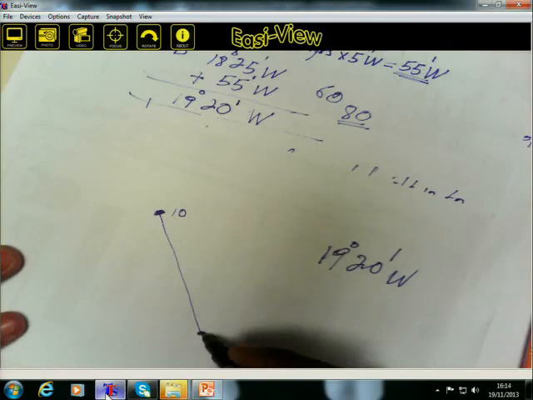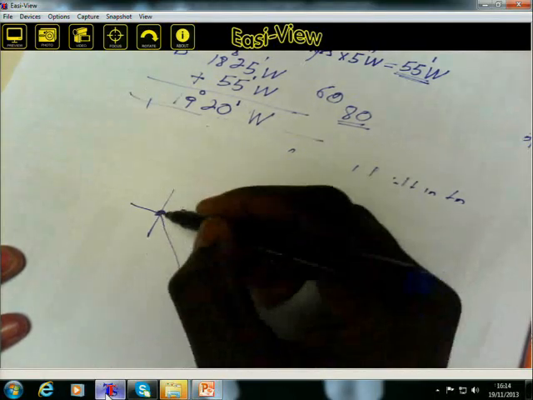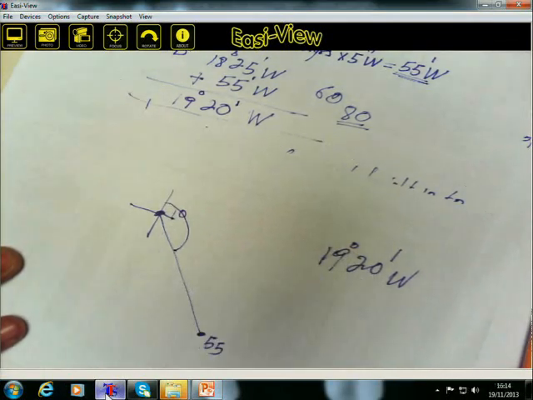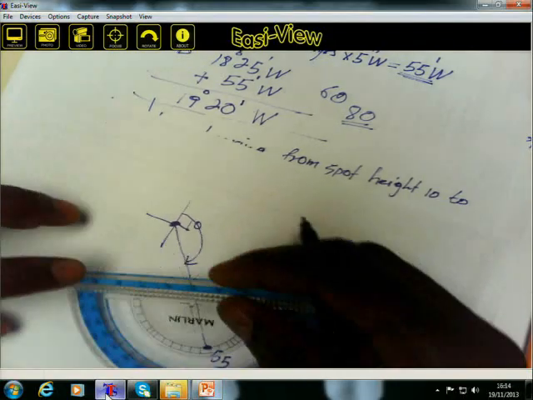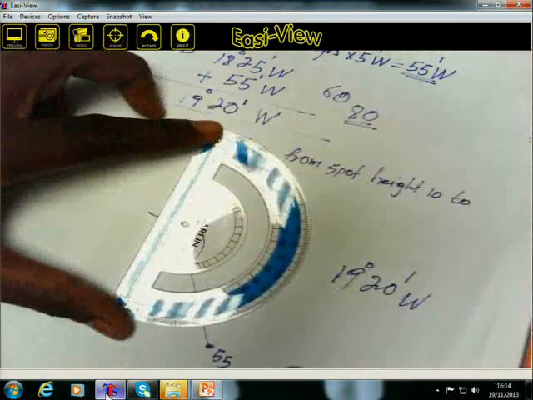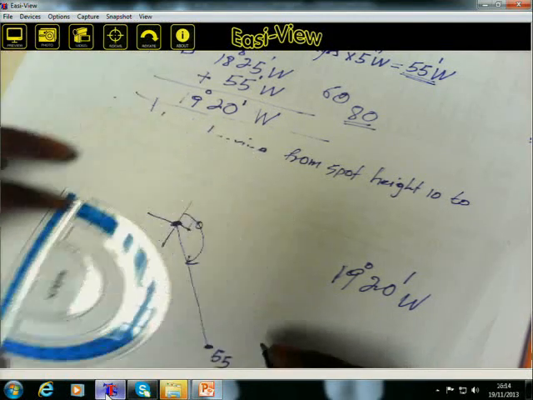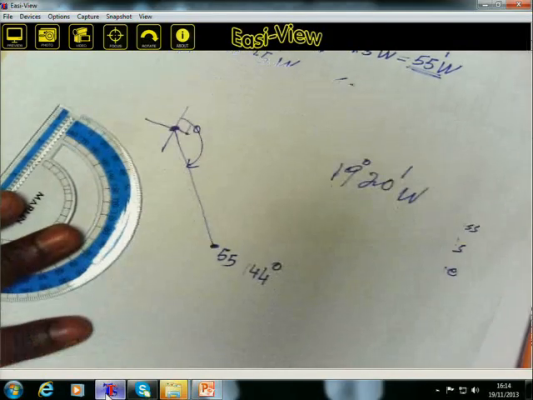From here to here. From, I make a cross. First step. Second step, I join the 2 points. Third step, I rotate clockwise. Now I have what? My protractor. I put my protractor. I now have 144. Then I've got 144 degrees.